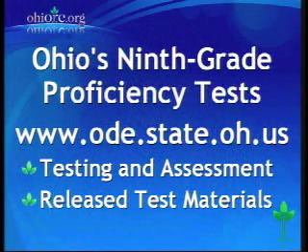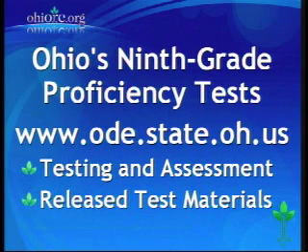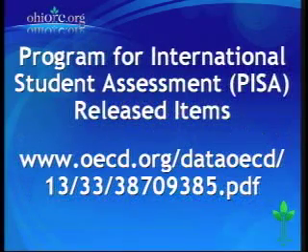The first resource is, of course, the Ohio 9th grade proficiency test, because that's what a lot of teachers are familiar with. We've used these items, we've seen these items, and these items can be accessed through the Ohio Department website. And on the website, you'll find full tests and release items for 2005 and 2006. Another place where you can locate items is the PISA release items for science, and this includes questions and scoring guides from the Program for International Student Assessment.